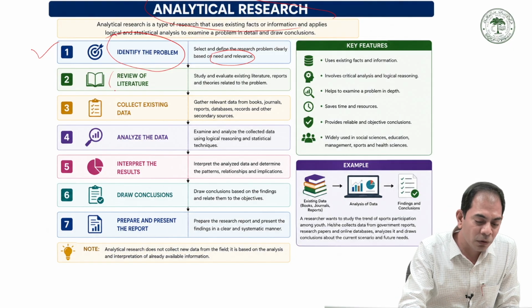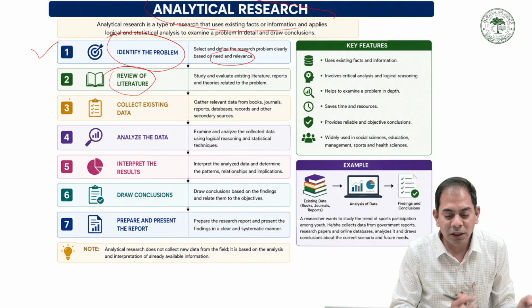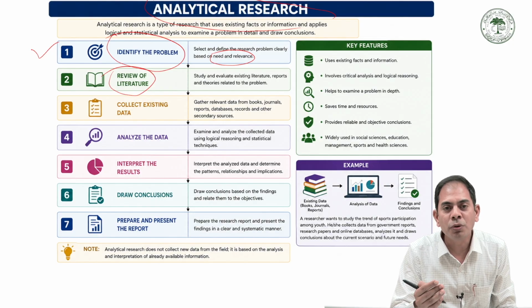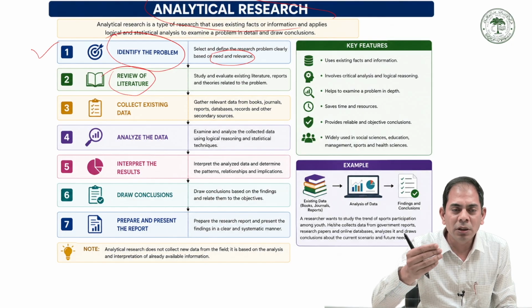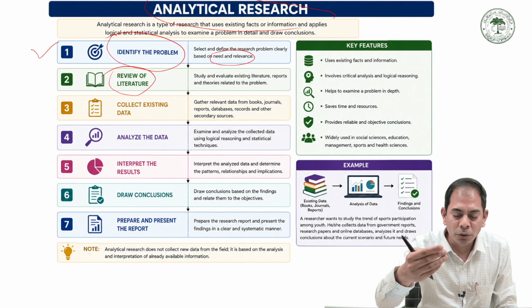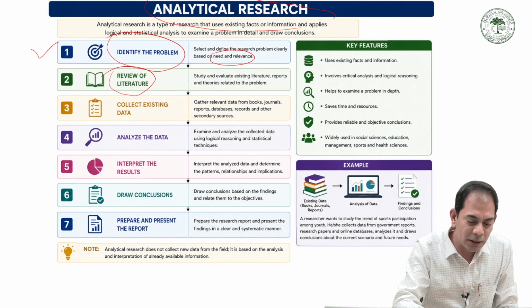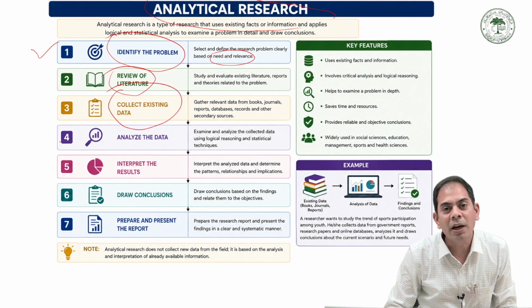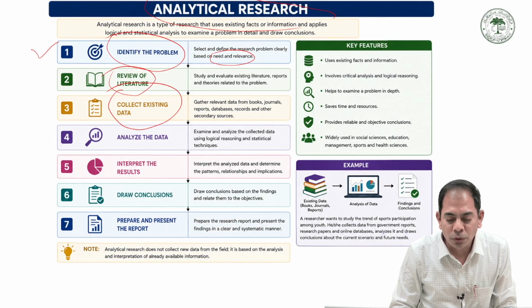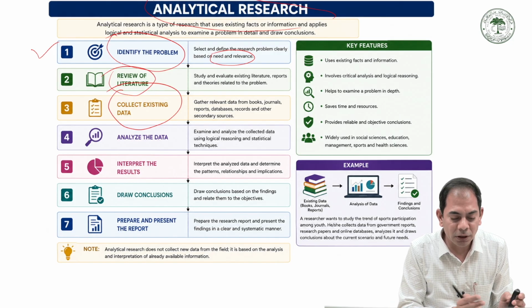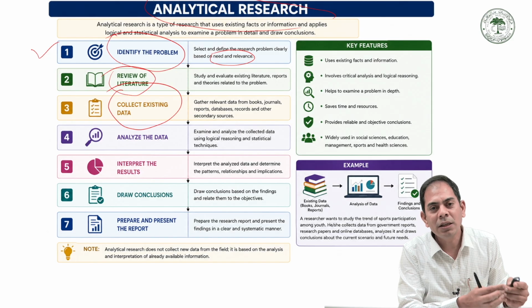After that we go for the review of related literature. The important thing is to study and evaluate the existing literature, reports, and theories related to your problem. So first you find out the problem and the related studies, and find the reports and theories related to your problem. Next is collecting the existing data, meaning gathering the relevant data from books, journals, reports, databases, records, and other secondary sources.